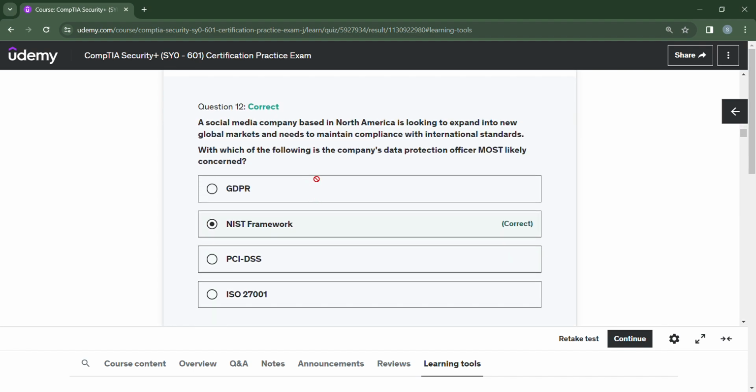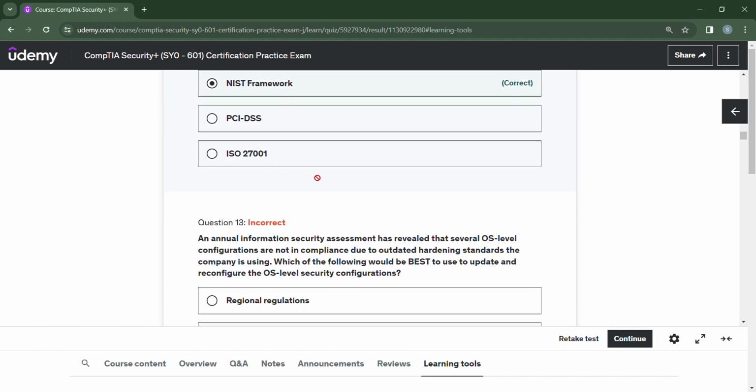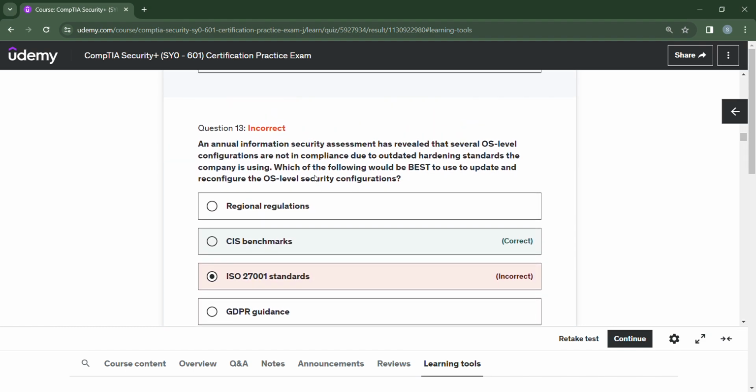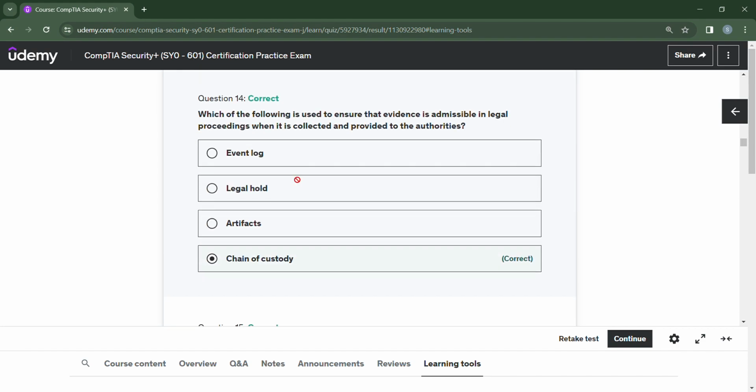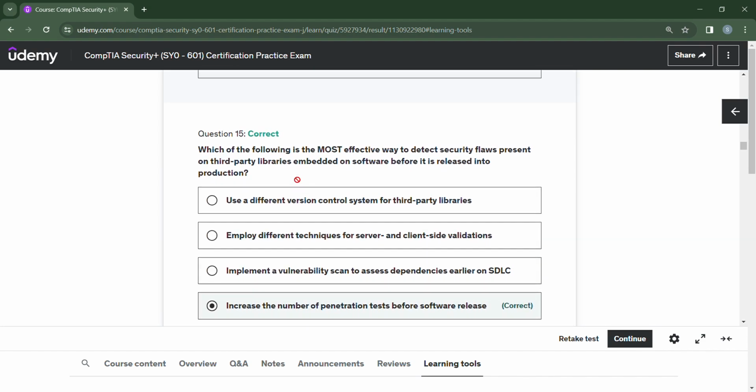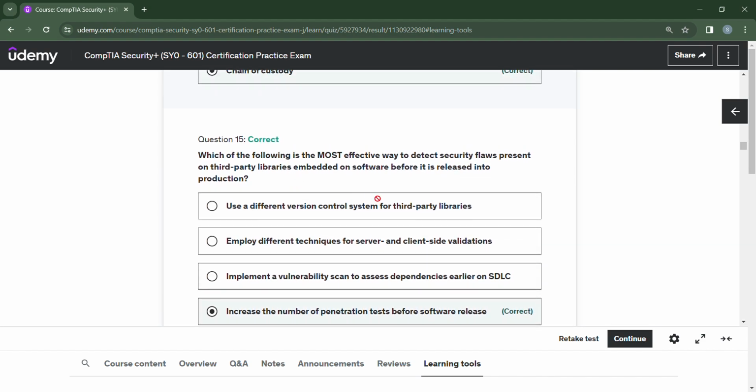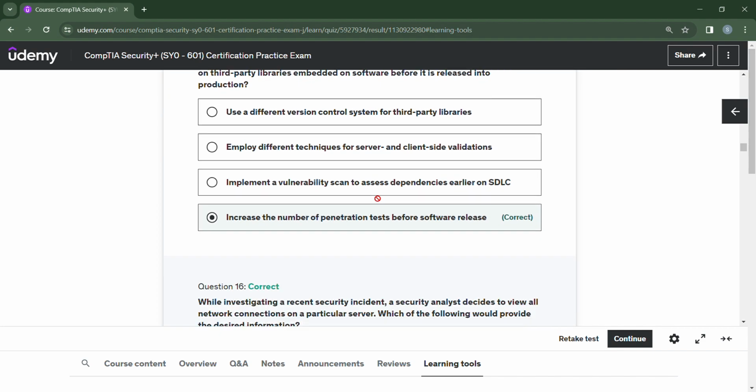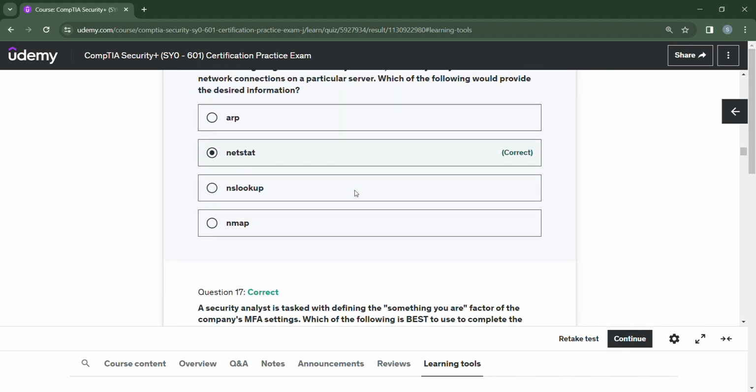NIST framework was correct for North America. Comply with international standards. Oh, okay. So CIS benchmarks for OS level configurations that are not in compliance. Chain of custody, ensure admissible in proceedings. Most effective way to detect security flaws on third party, yeah, increase the amount of penetration tests.